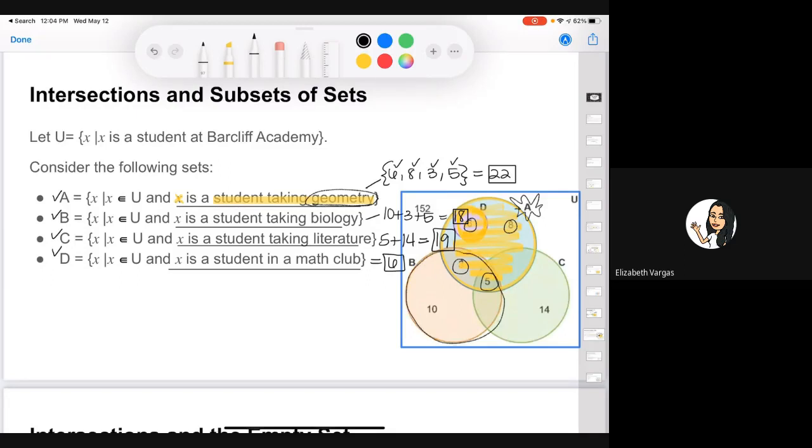With B, there's 3 kids, there's 5 kids, there's 10 kids. Well, they're all included in that set B. All those kids in set B take biology. And so I'm using this Venn diagram to, in this instance, calculate how many kids take these different classes. But this Venn diagram also tells me how many kids follow that condition. How many kids take geometry, how many kids take biology, how many kids take literature, how many kids take math.